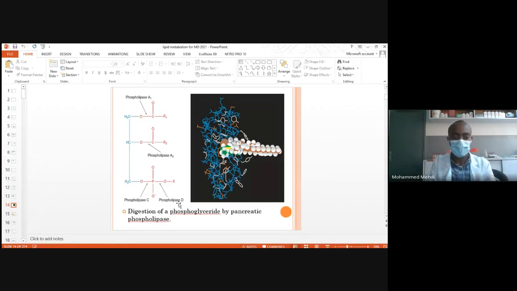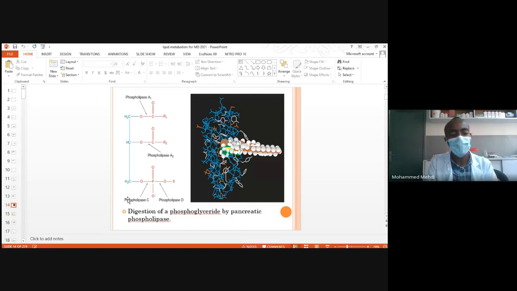But in our intestine, the pancreas secretes or releases this enzyme. Phospholipase A2 is the one secreted into the small intestine. Phospholipase A1, phospholipase C, and phospholipase D are found in the cells inside the body or in the target organ. We'll have this A1, C, and D.